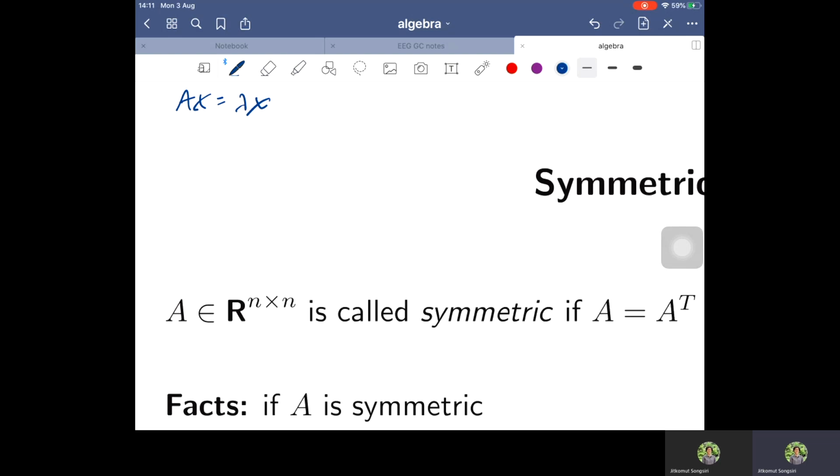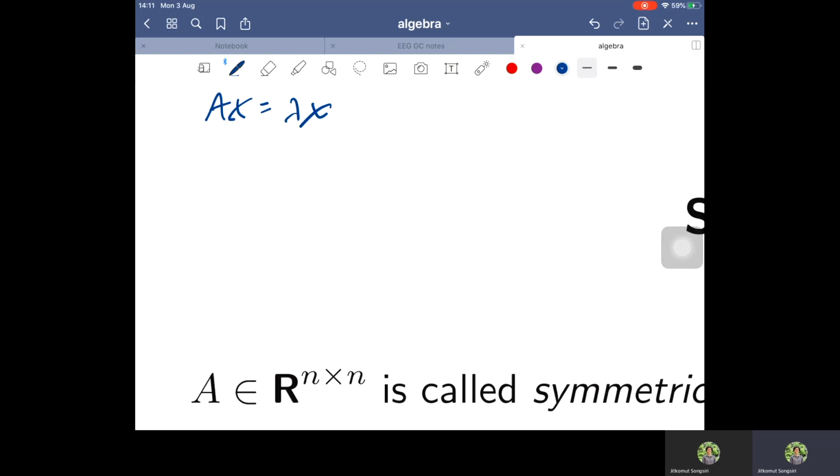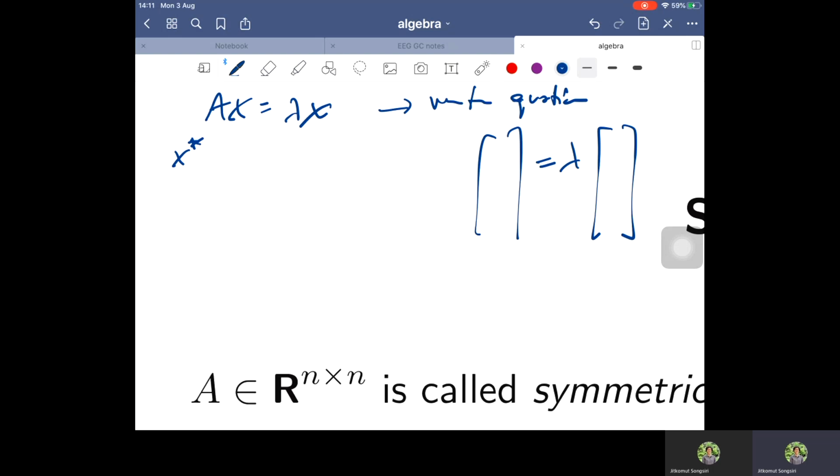Next, remember that this is a vector equation, which means the vector Ax is this, lambda is just a scalar, and the vector x is this. I'm just going to multiply x star on the left-hand side. The reason I can do this is that x star is a row vector, and then this becomes a scalar.